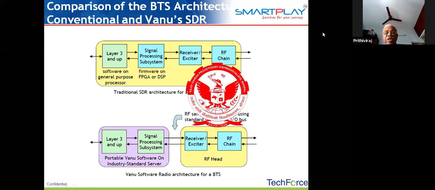So the moment we come to VANU software radio, they have segregated. They have brought the RF chain, receiver, exciter and the RF head together, and then they have taken signal processing and layer three as portable VANU software on an industry standard server. In between, we have the RF sample interconnect using standard network IO lines. So you could see how the VANU software radio architecture is able to segregate in a very elegant fashion and still accomplish what was required from the earlier requirements. Next.